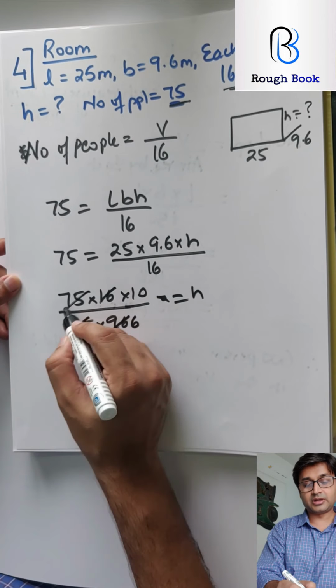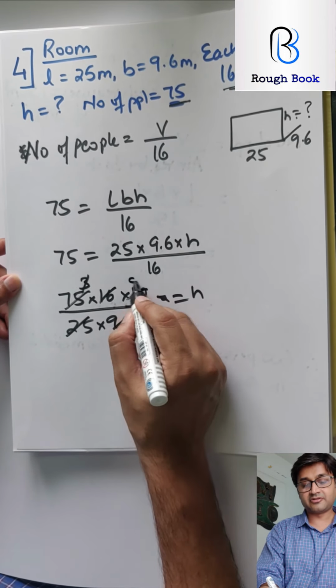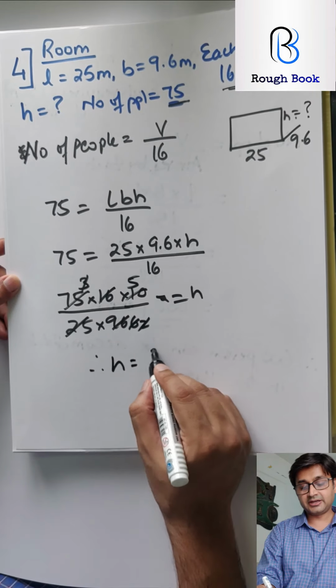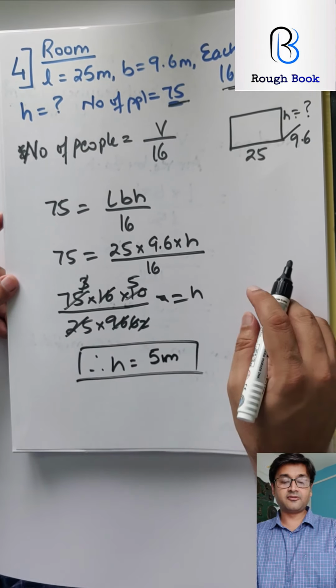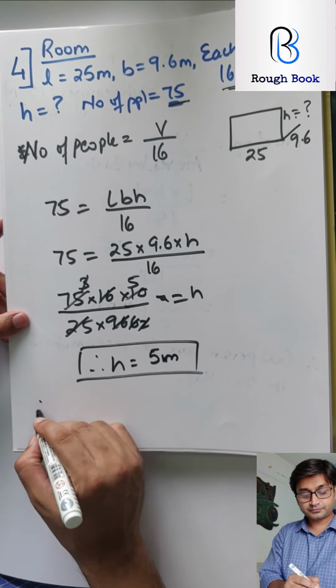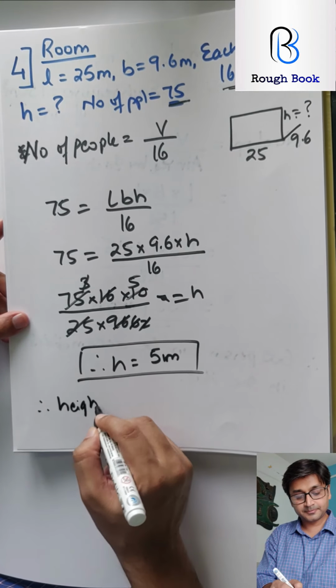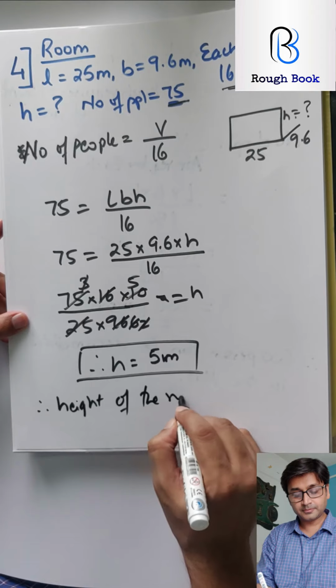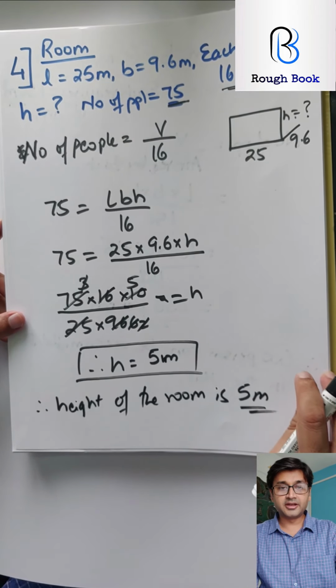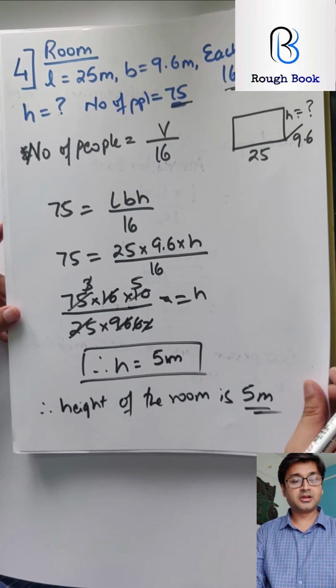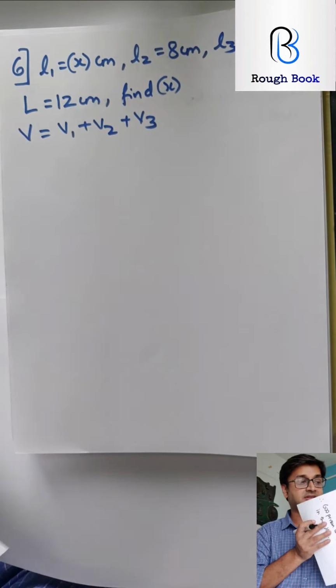16 ones are 16, 6s are 96, so on. So therefore the height is 5 meters. So you can write in the end, therefore the height of the room is 5 meters. Are we getting it? Yeah? Great. Let's take the next one. Sum number 6.